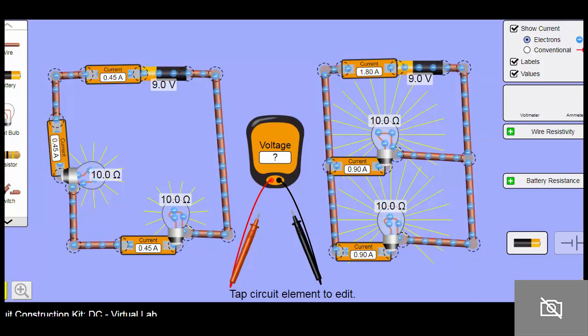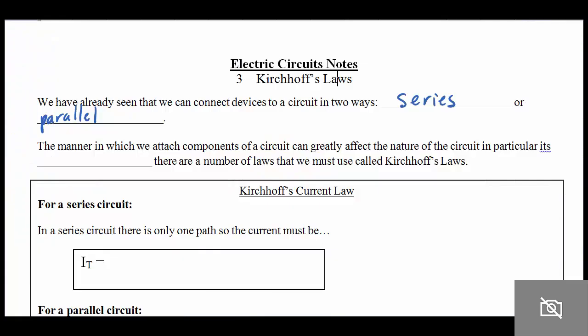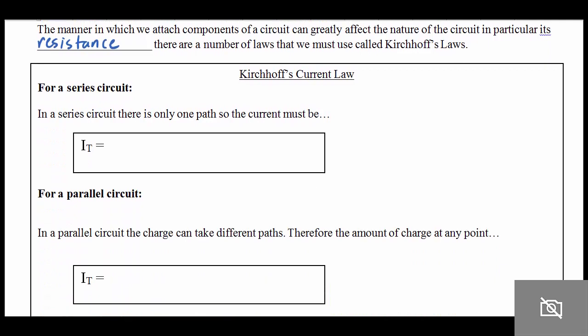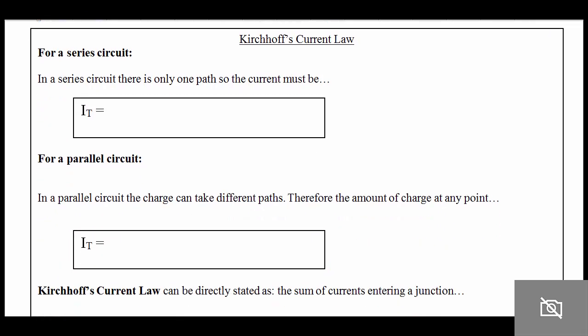But it's really clear from what's going on here that their behavior is different. The series light bulbs are a lot dimmer than the parallel light bulbs, and so on. So we're going to take a look at what causes these differences. The big difference is in the total resistance of the circuits, whether you attach in series or parallel. So the first thing I want to look at is currents. What happens to the current in a series circuit compared to parallel?